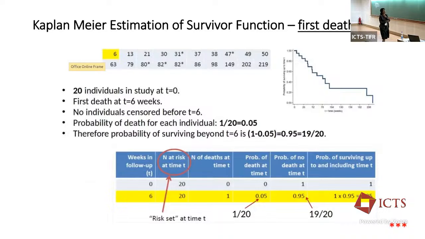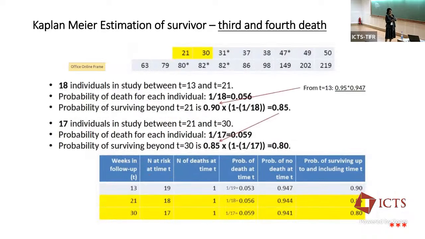Okay, so this is when the first death occurred at week 6. The survival probability that we get is 0.95 at week 6. Then you have a second death occurring at week 13. At week 6, one person died, so we have 19 participants left at that point in time.